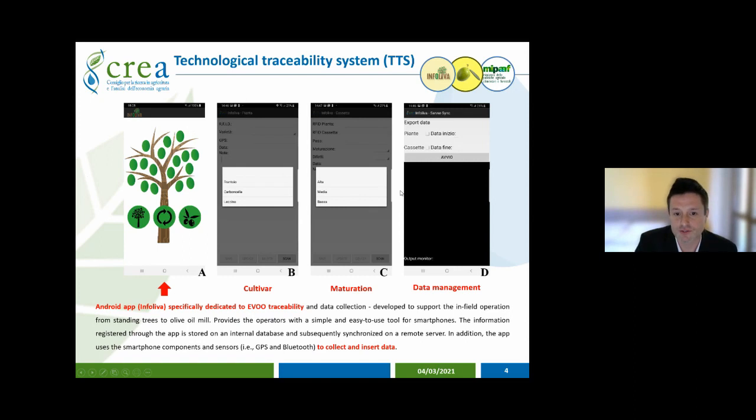So these are just examples we can insert in the field directly: associate tags with the trees, so cultivar, or with the maturation stage of olives, and manage the data, so send, receive packages, etc.